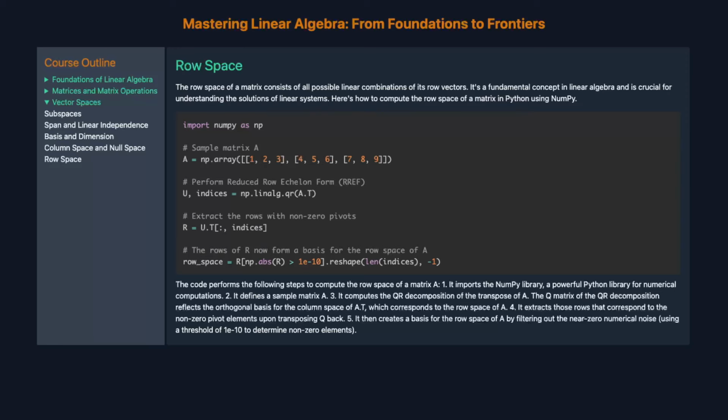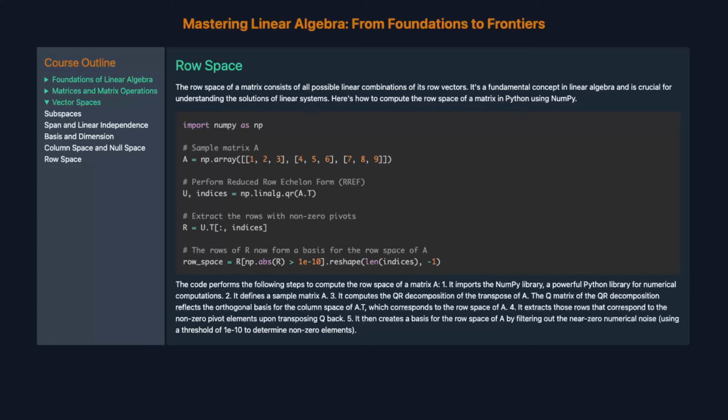1. It imports the NumPy library, a powerful Python library for numerical computations. 2. It defines a sample matrix A. 3. It computes the QR decomposition of the transpose of A. The Q matrix of the QR decomposition reflects the orthogonal basis for the column space of A transpose, which corresponds to the row space of A.